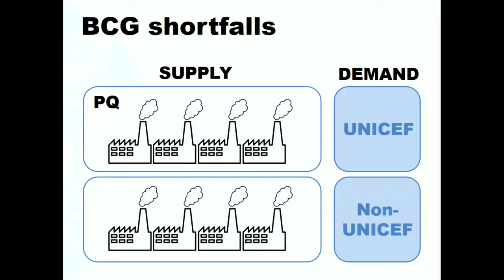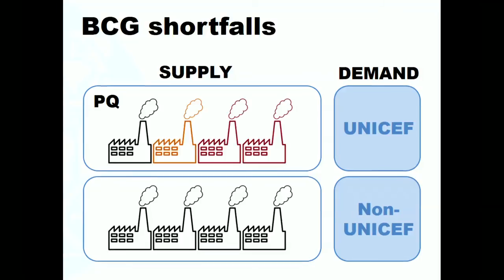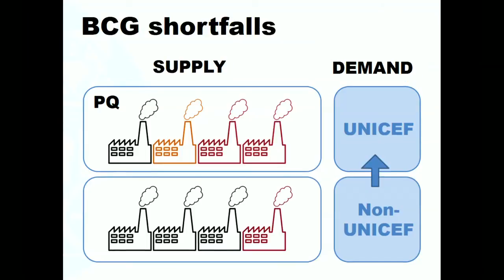Supply comes from two groups of suppliers: the pre-qualified suppliers, and the non-pre-qualified suppliers that can supply to non-UNICEF countries. What happened in 2014 was that 2 of the 4 pre-qualified suppliers experienced technical difficulties, leading to reduced supply. There was also one supplier that had planned engineering works, and so they anticipated reduced supply. In addition, several of the non-pre-qualified manufacturers left the BCG market.